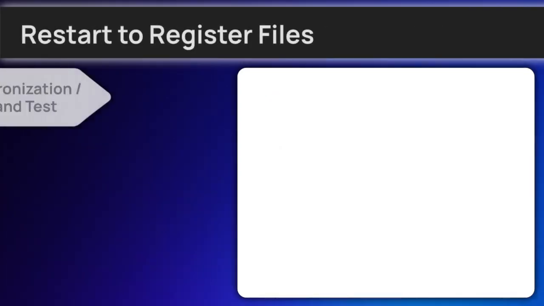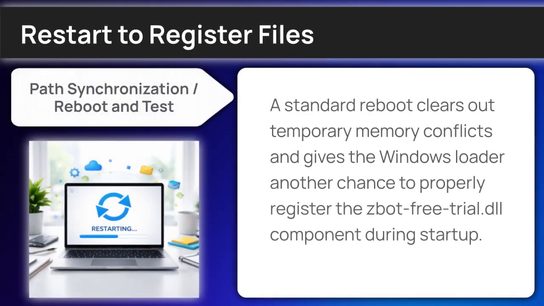Performing a restart can determine if the error is just a transient environment glitch. A reboot refreshes your system's path variables and can sometimes reestablish a broken link to the Zbot-free trial module file.